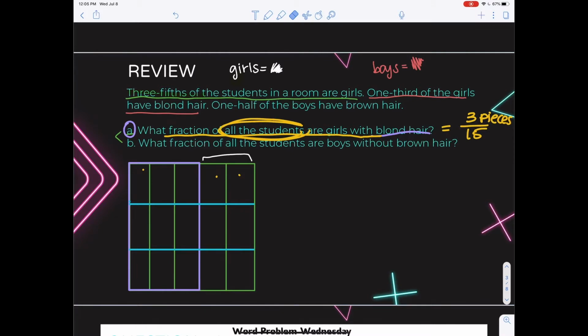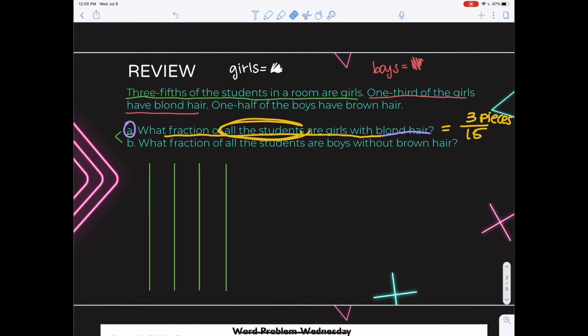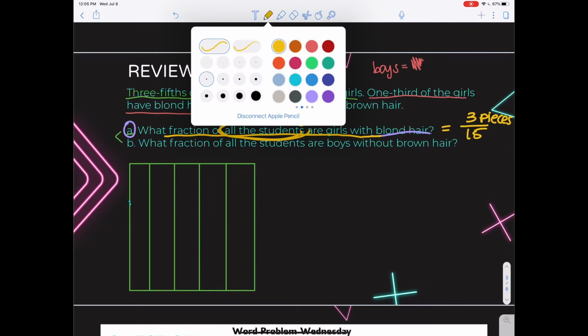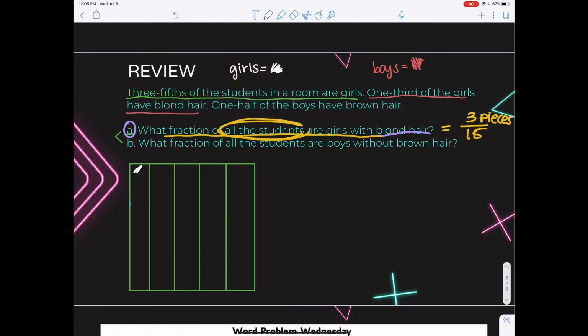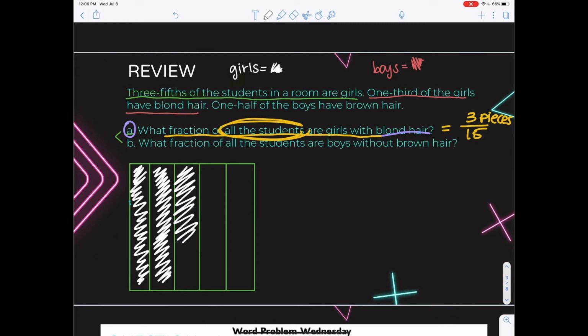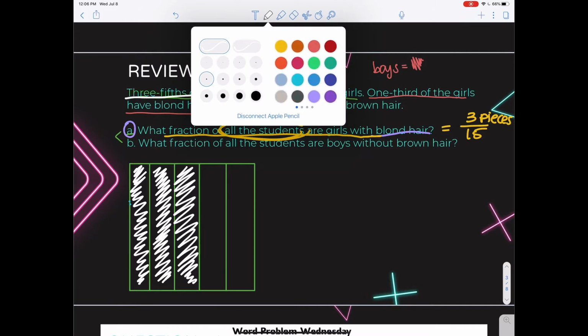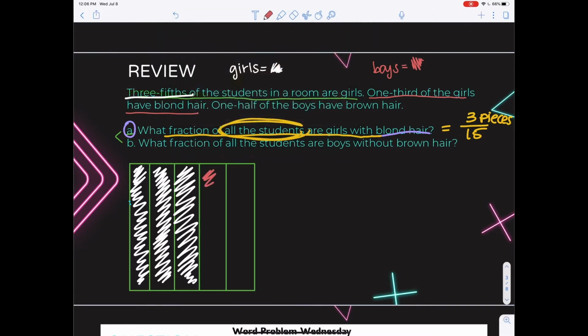And now we're going to focus on the boys. So here's my classroom. We're just going to redraw this one more time. So remember, my girls were the color white. So there's 3/5, and I just got that from that first sentence there. And then my boys were that salmon color. And I'm just going to fill that up again.